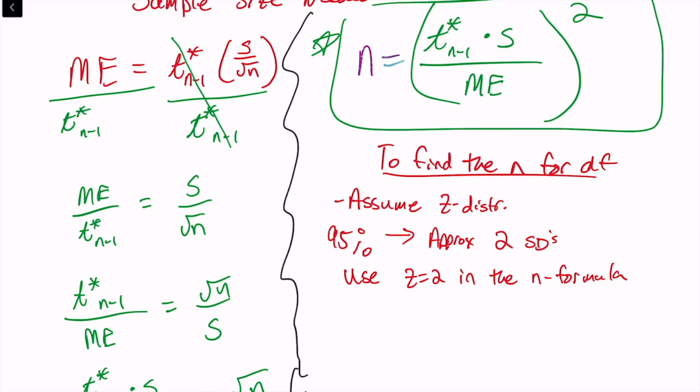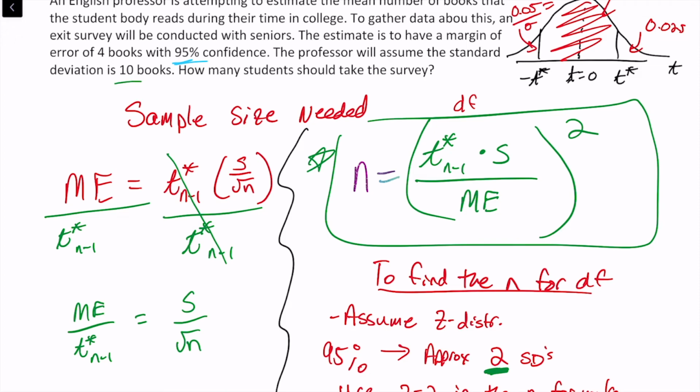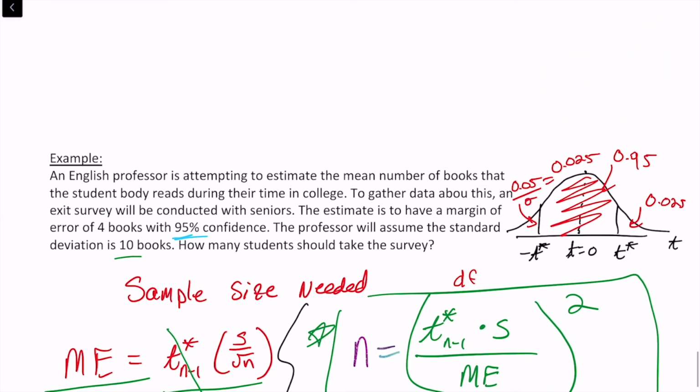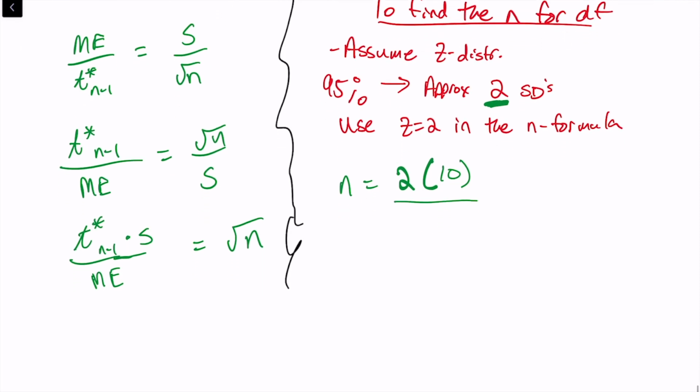So n equals, let me grab a different color, n equals, instead of a t-score, we're going to use a z-score, and since we're 95% confident, that means the z-score has to be 2. So it's going to be 2 times our sample standard deviation. Sample standard deviation is 10 books. 2 times 10 over the margin of error. We want estimates that have a margin of error of 4 books. So our margin of error is 4. Okay? And then the formula calls for us to take that and square it.